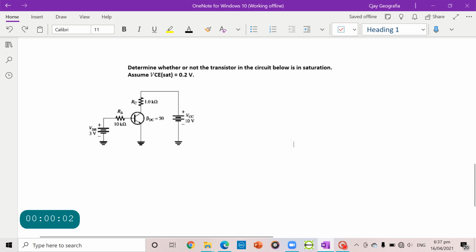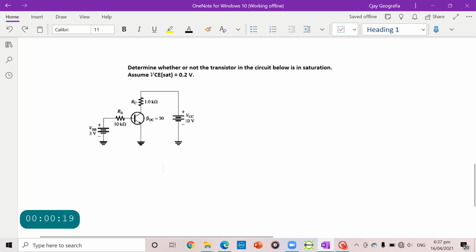Okay, for problem number 5, determine whether or not the transistor in the circuit below is in saturation. Assume that VCE is equal to 0.2 volts. Once VCE reaches its minimum value, the transistor is said to be in saturation.